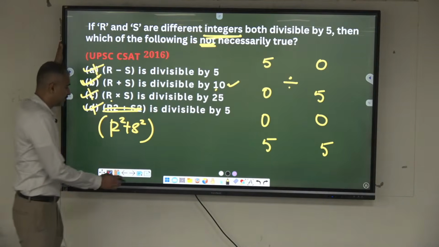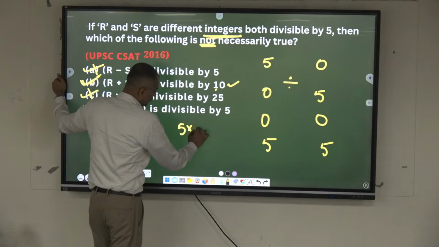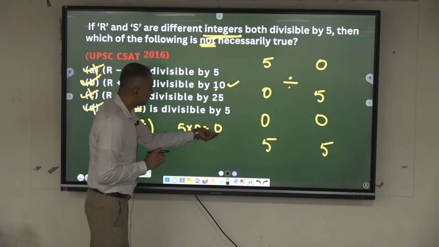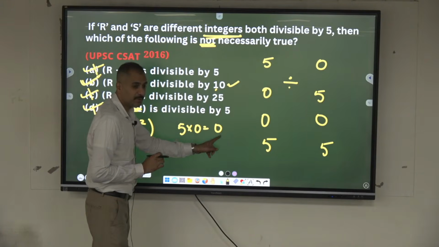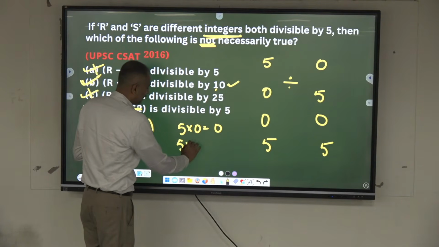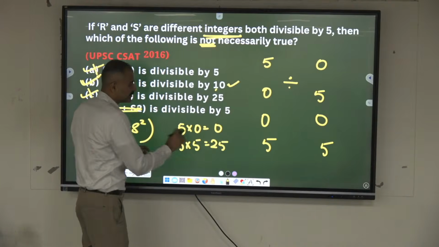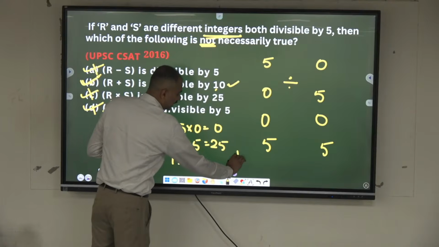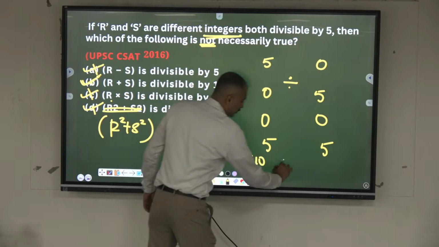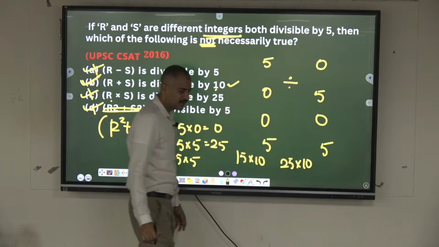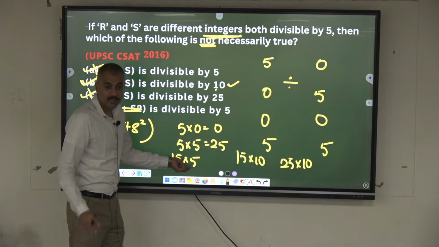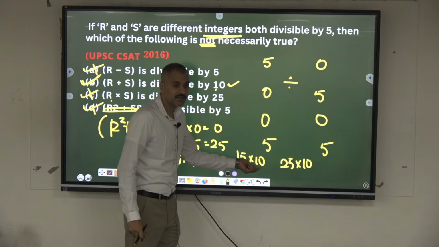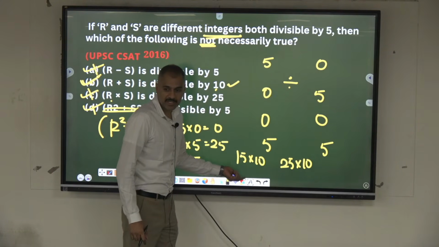For example, if you take 5 into 0, that is equal to what? 0. Let's take two numbers. Is it divisible by 10? Yes. Is it divisible by 25? Yes. 5 into 5, 25. Is it divisible by 10? No. If you take 15 into 5 or 15 into 10, or else 25 into 10, anything you take, 15 into 5 is divisible by 25 but not divisible by 10. 15 into 10 is divisible by 10.